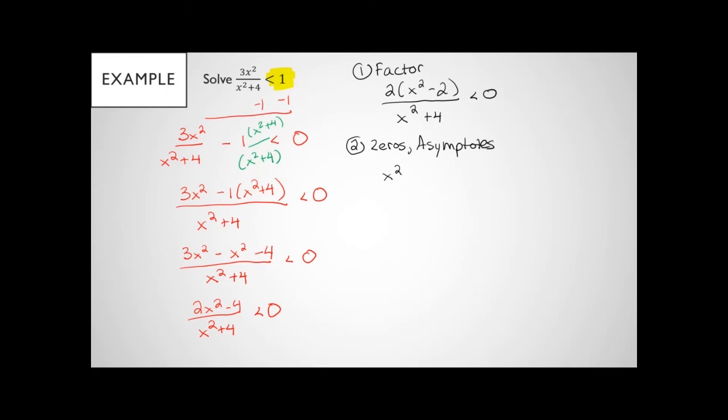So I've got x squared minus 2 equal to 0, and then x squared plus 4 equal to 0. So I'm going to add 2 to both sides for the first equation. That gives me x squared equals 2. And when you take the square root, you get x equals plus or minus the square root of 2.